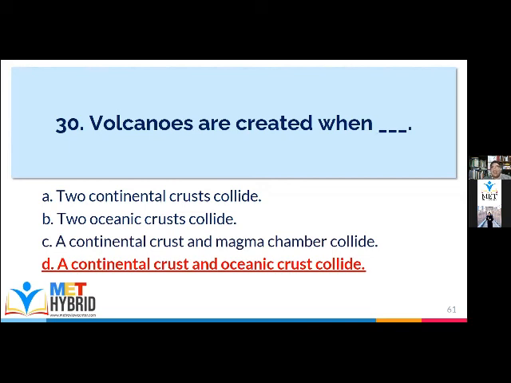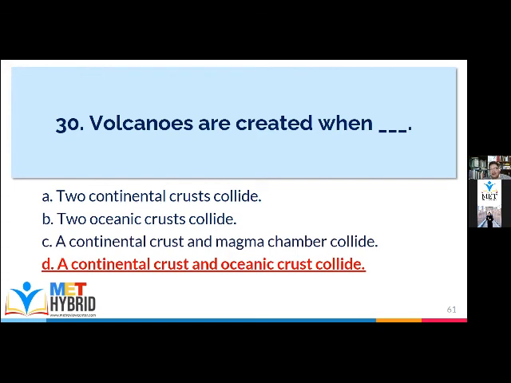If you have two oceanic crusts, then that's the time you will be forming trenches. For example, you have the Philippine Trench, the Philippine Deep, the Marianas Trench. If you have continental and oceanic crust, one is less dense, the other is denser. So the less dense crust would move up, the denser plate would move down. Because of these differences of movement, the materials of the denser plate, which is the oceanic crust, will melt because of high pressure and temperature beneath the crust.